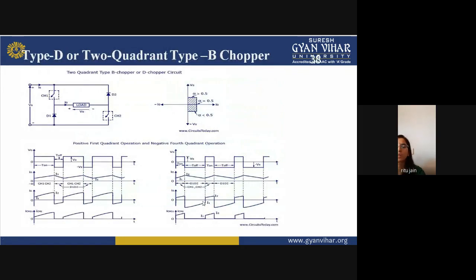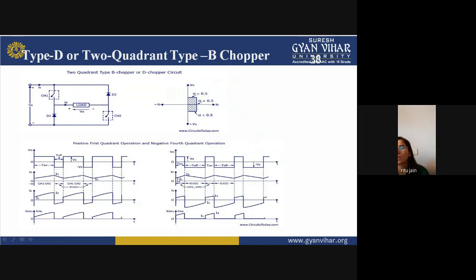So you can see in the diagram that at the time when CH1 and CH2 are turned on, the current is in positive direction. When they are turned off, at this particular period, this is your turn off period of choppers, then diodes D1 and D2 will conduct and the current is still remaining in the positive direction, but the input current is going in negative direction, and the chopper current will remain zero.